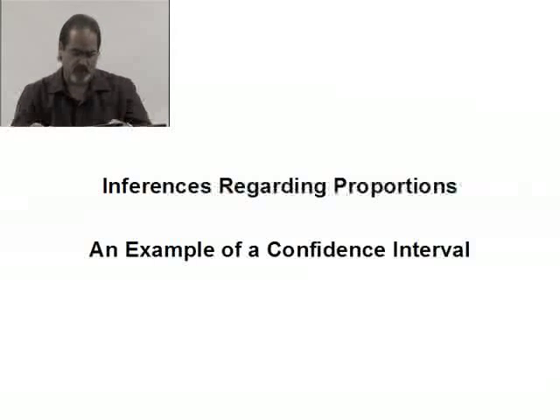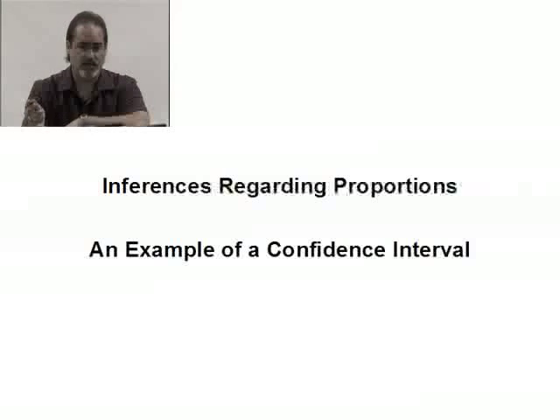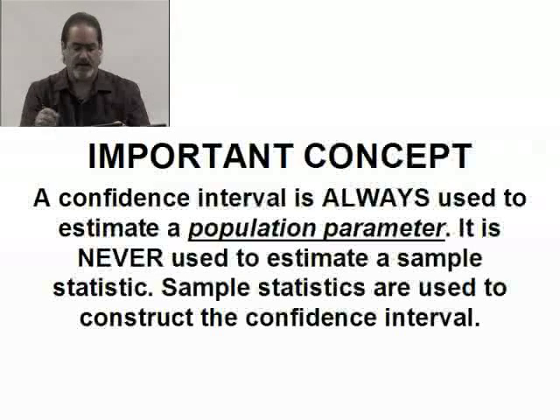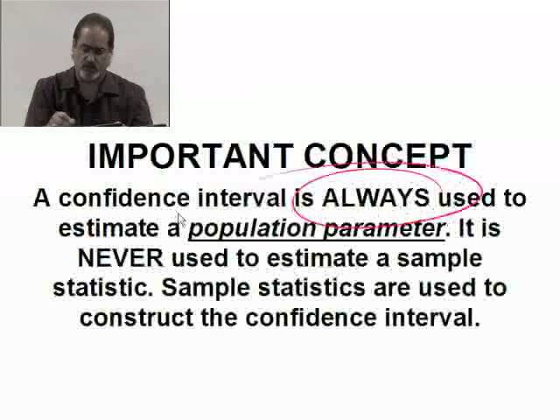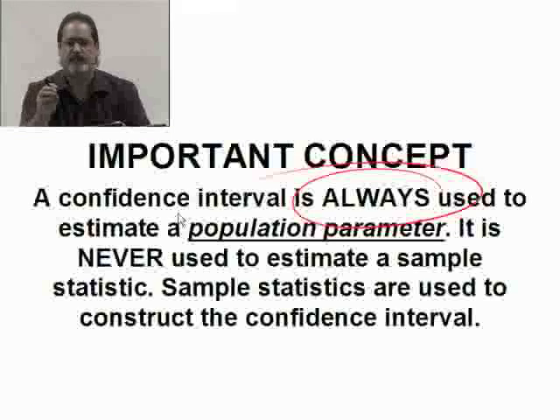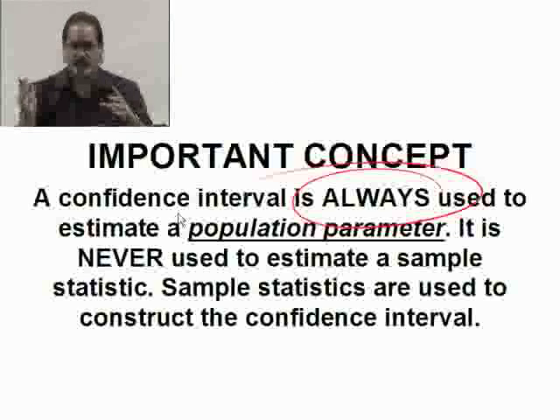Continuing our discussion regarding inferences for proportions, let's take a look at an actual example of constructing a confidence interval for pi. Now, it's important, if I haven't told you before, to understand that confidence intervals are always about population parameters. They're never about statistics. We use statistics to construct confidence intervals for parameter values.